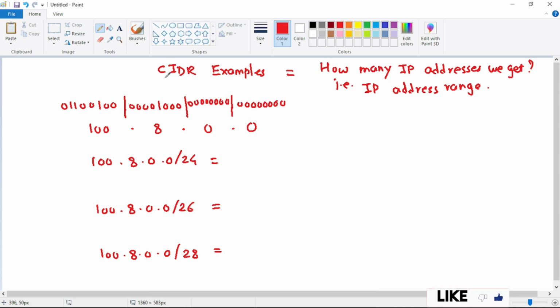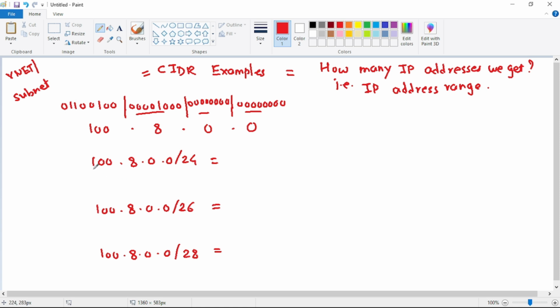A clear understanding of CIDR notation is required because when we create a VNET or subnet, we provide the IP address range, that is the number of IP addresses we need, and we provide it using CIDR notation only. Now we have this IP address, 100.8.0.0, and the bit representation of this 100 is this one, this 8 is this one, and the 0s are all 0. How we convert this IP address into bits I am not going to repeat, as we have already discussed it in our previous video.